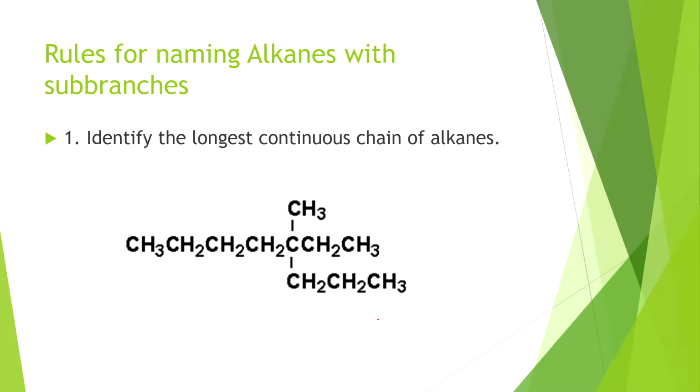Rule 1 of naming alkanes with subbranches is to identify the longest continuous chain of alkanes. So what is the longest chain here? People might think it's this, as this appears to be the longest chain. But actually, the longest chain in this case spans over here and goes down and follows it here. Because this part of the chain only extends with 2 more carbons, whereas this part of the chain extends with 3 more carbons.